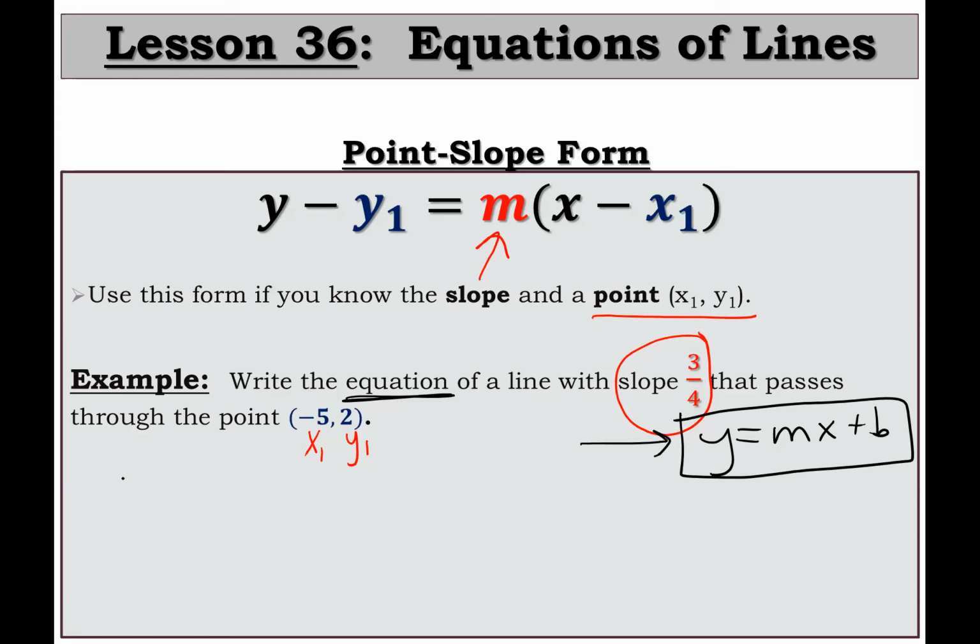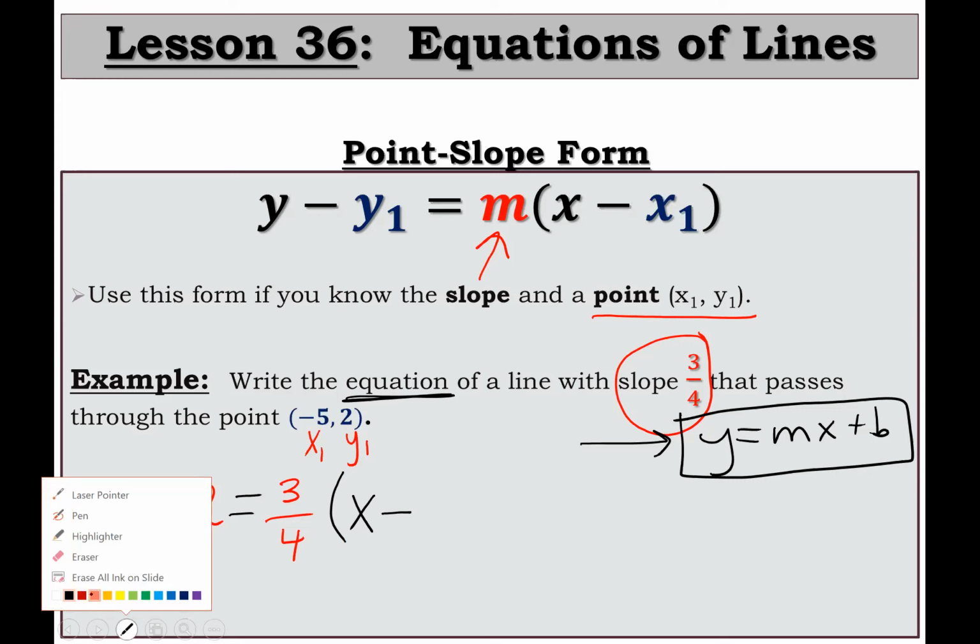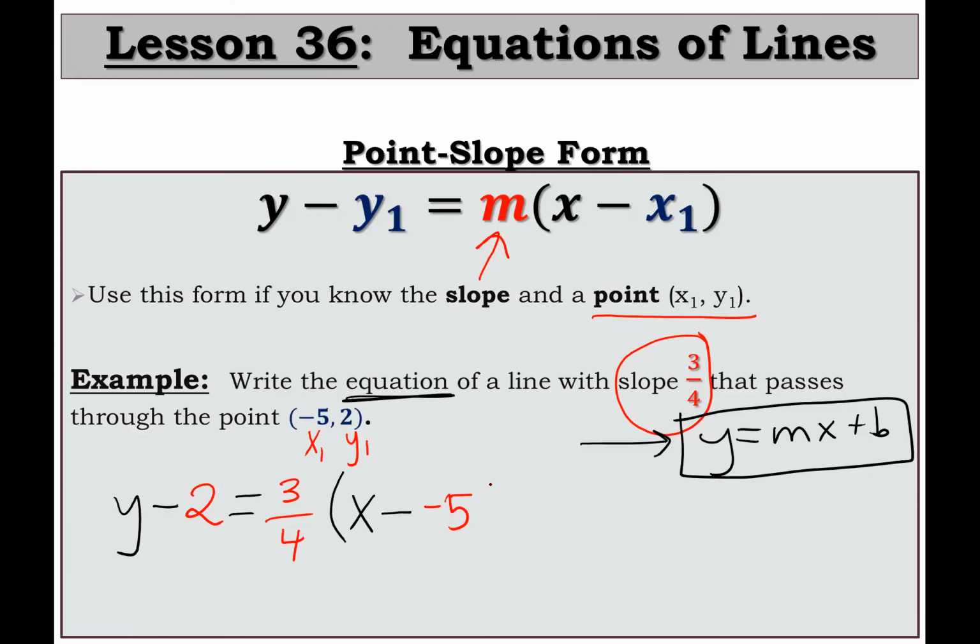Okay, so let's plug in: y minus, instead of y1, we're going to write 2, that's from the y coordinate of our point, equals, and then m is our slope. In the original problem we were told the slope is 3/4, so we'll write 3/4, and then parentheses x minus, now x1 was -5, so we will carefully write x minus -5. Okay, so this is an equation of a line.